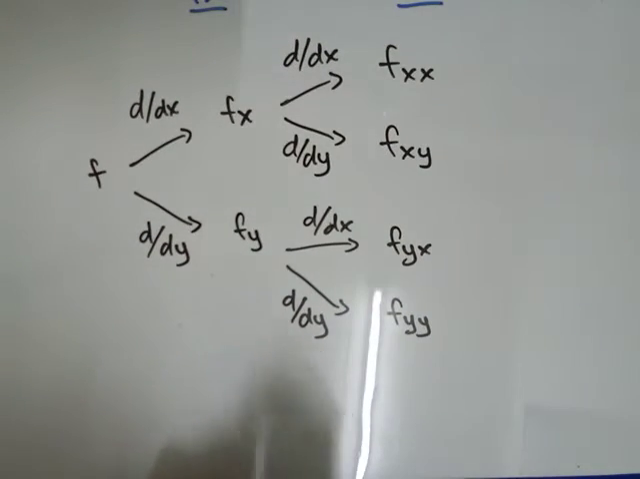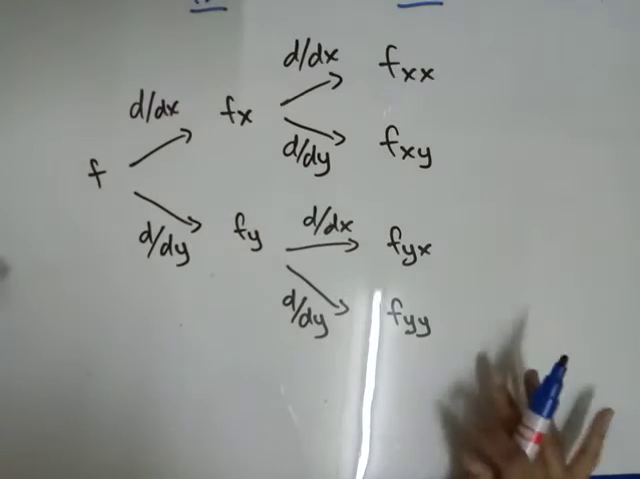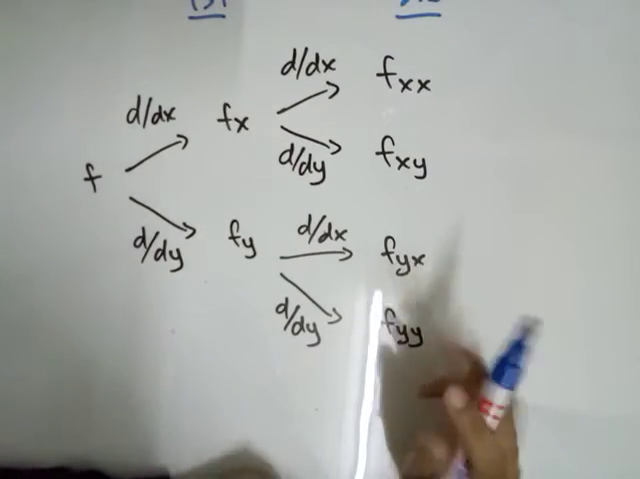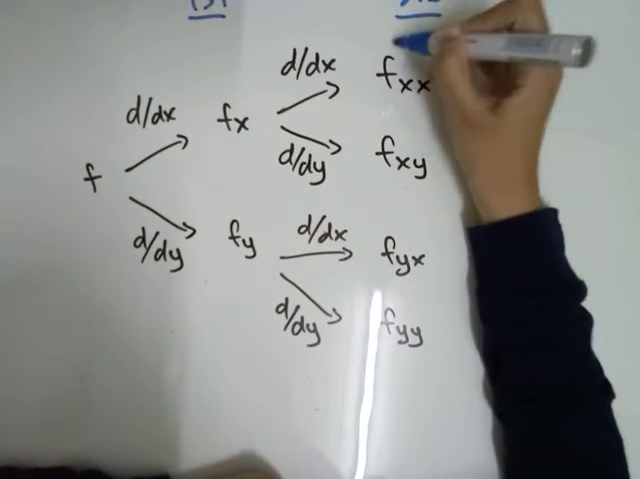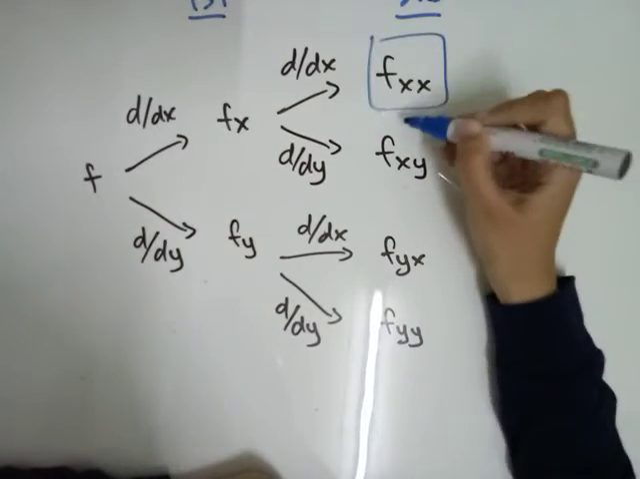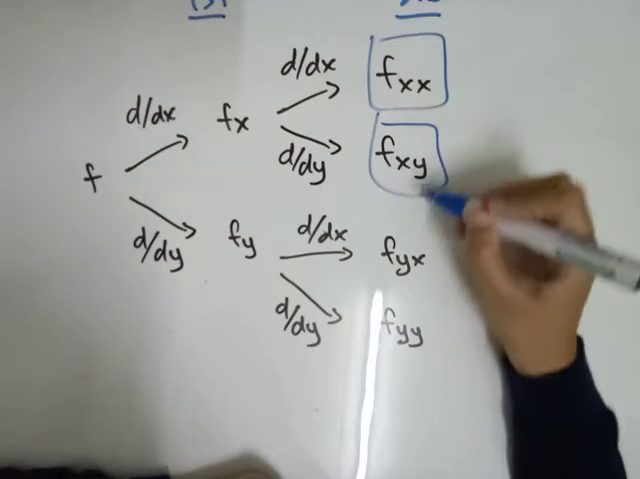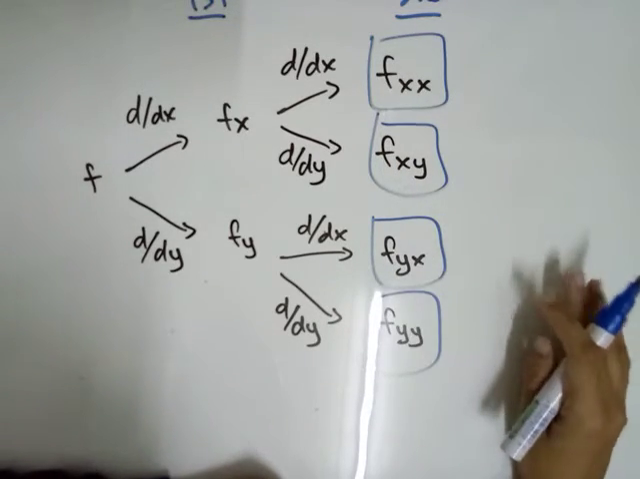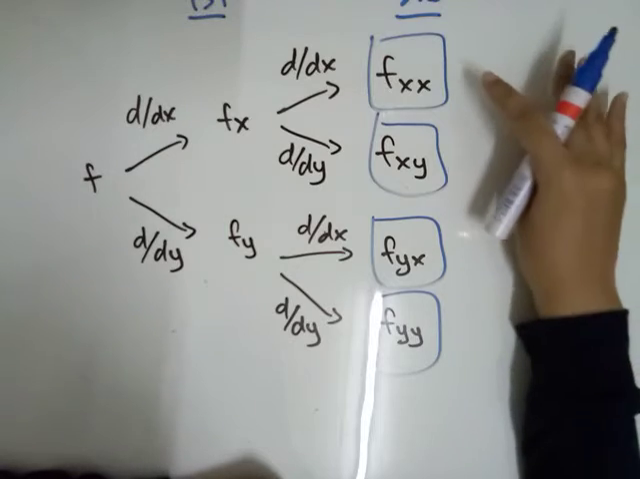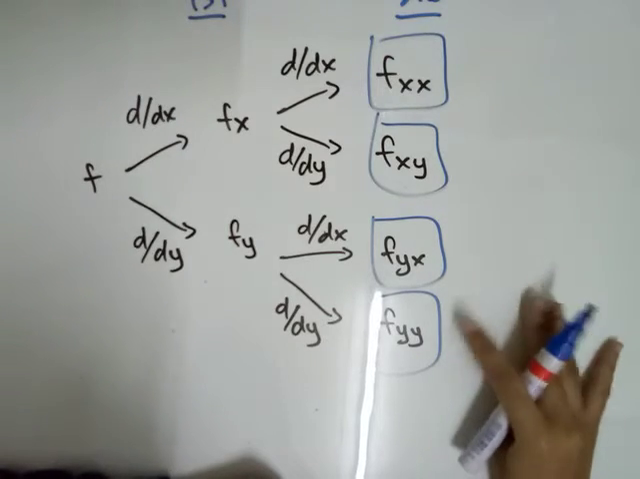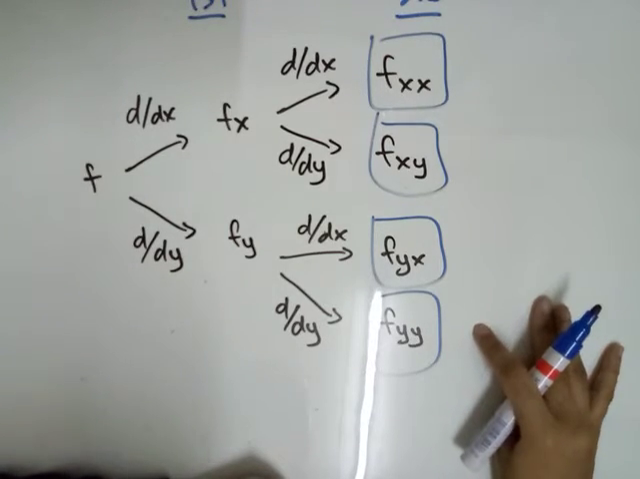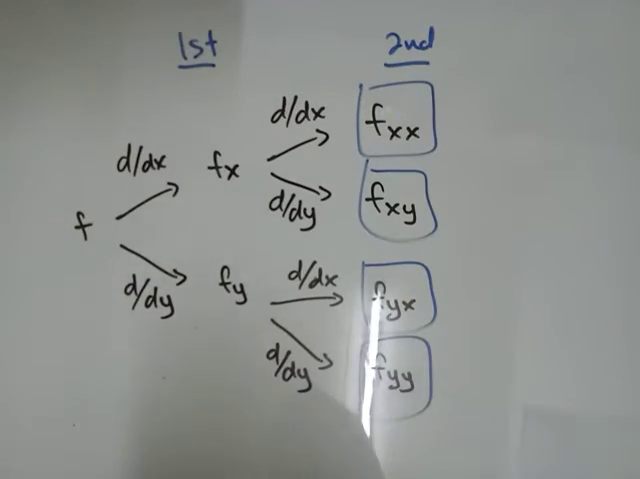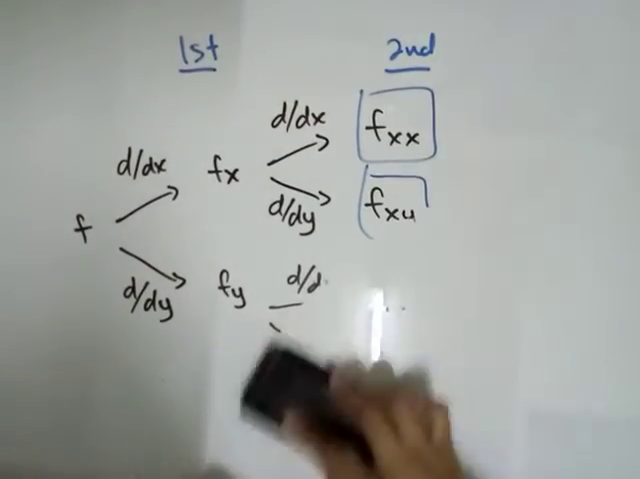So we have a function with two variables x and y. That means there are 4 derivatives that we can get. From the function of two variables, we can get 4 derivatives. Okay, boleh faham tak? Okay, I give you examples.